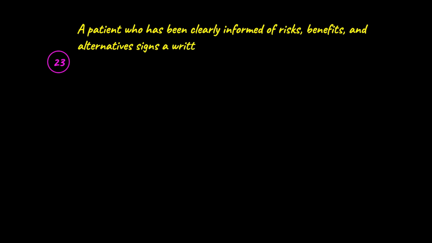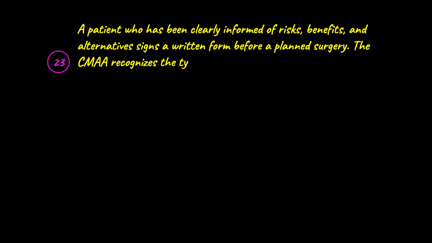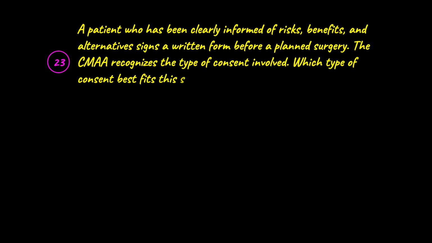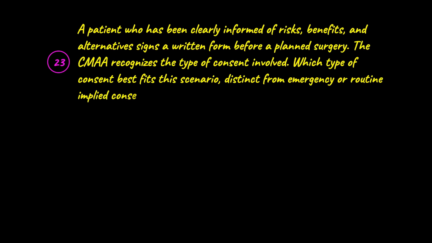Question 23. A patient who has been clearly informed of risks, benefits, and alternatives signs a written form before a planned surgery. The CMAA recognizes the type of consent involved. Which type of consent best fits this scenario? Distinct from emergency or routine implied consent at the practice today?